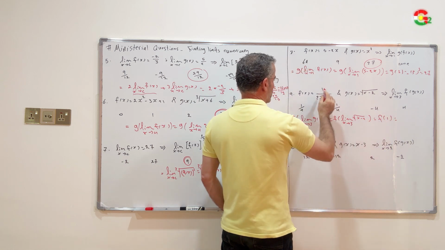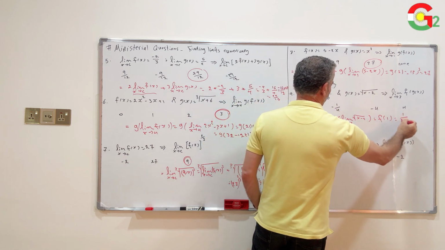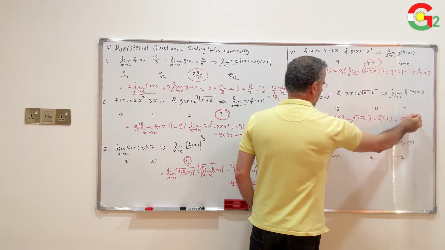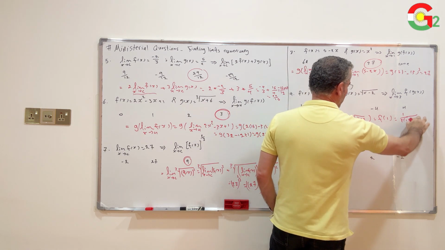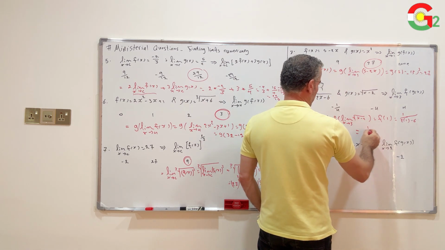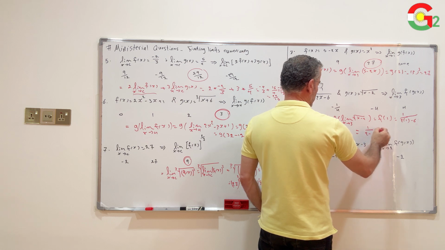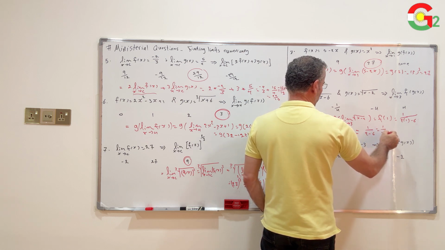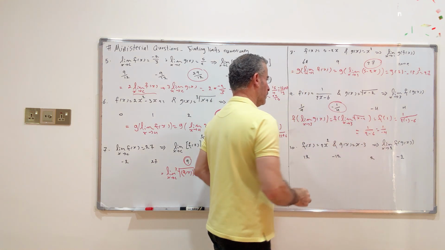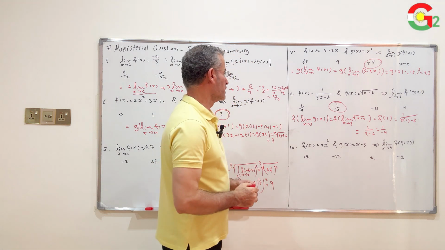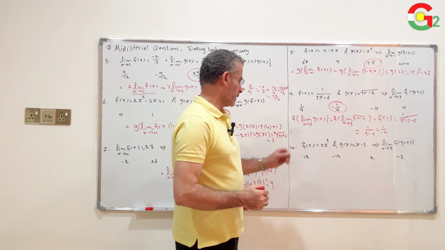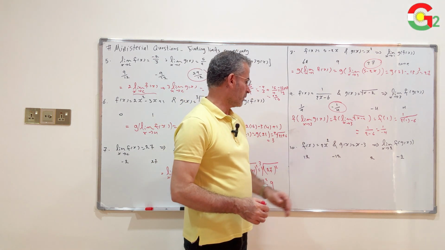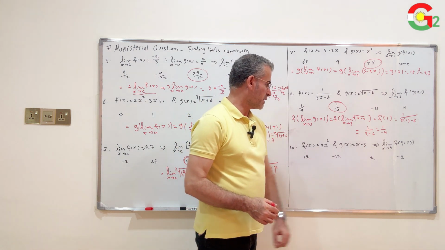f of 1 is 1 over 2 times 1 minus 6, equal to 1 over 2 minus 6, equal to 1 over negative 4, or negative 1 over 4. Choice B. Number 10, f of x equals 2x squared, g of x equals x minus 3.